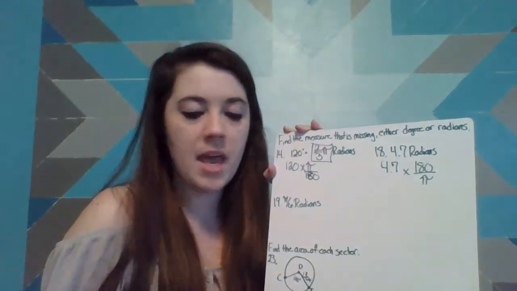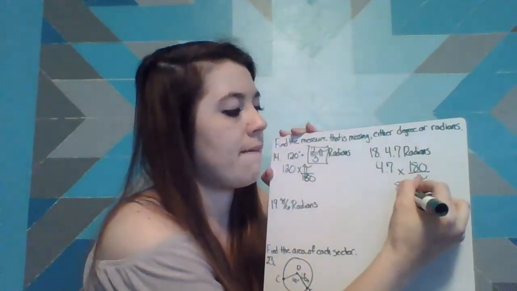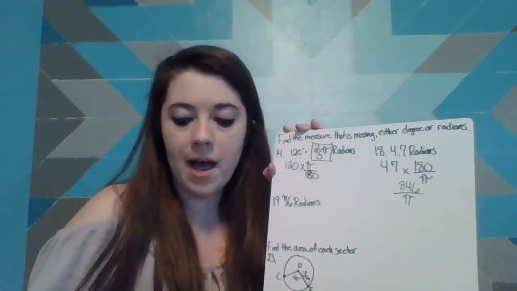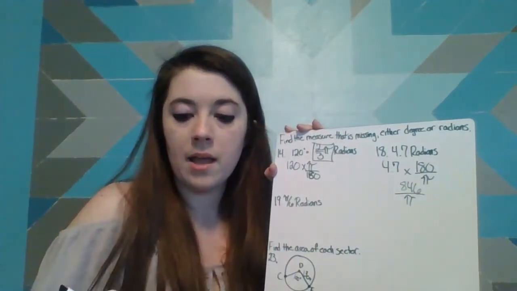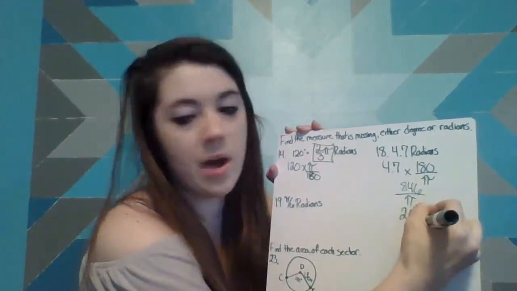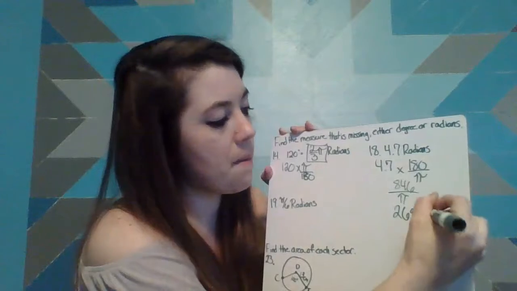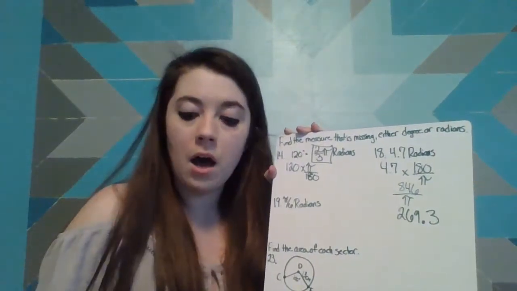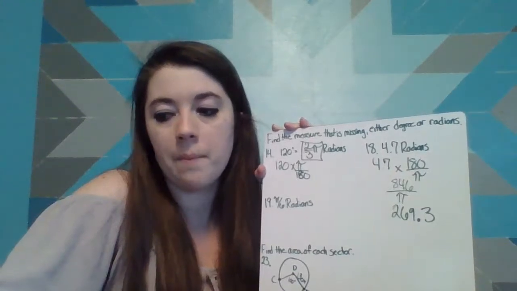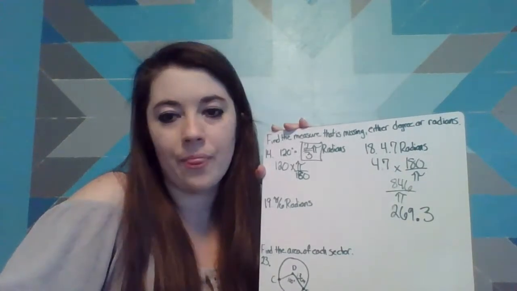And that's going to give me 846 over pi. And then divide by pi. And I end up with 269.3. On these, make sure, round it to the nearest tenth on these ones, okay? Round it to the nearest tenth.